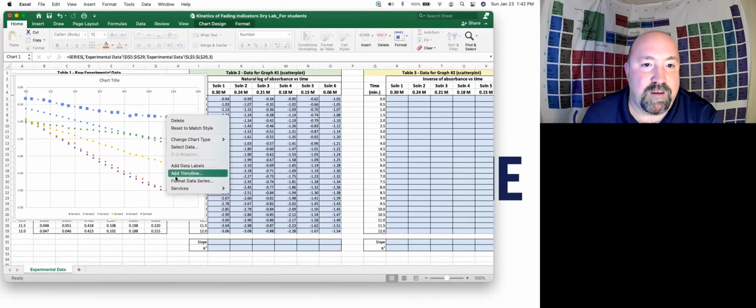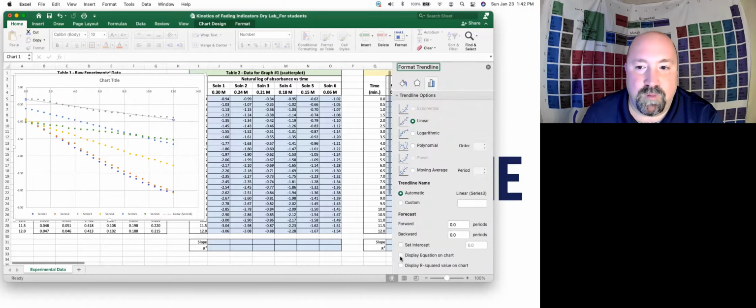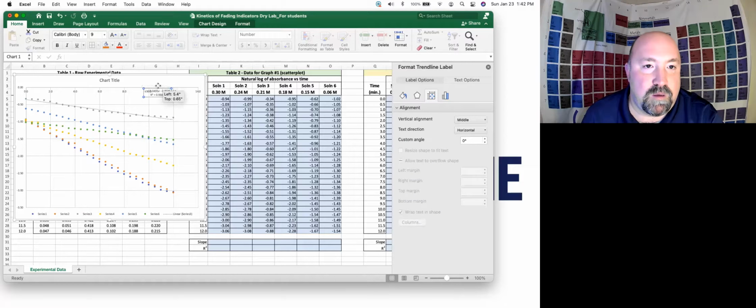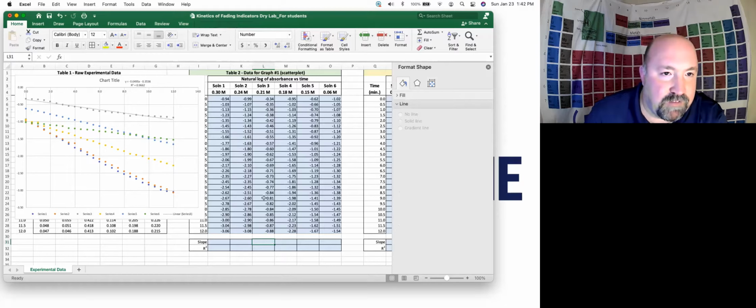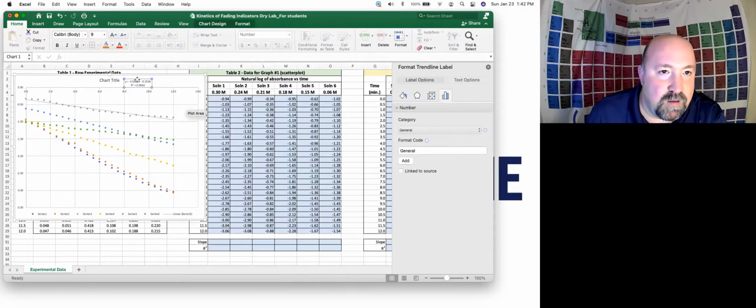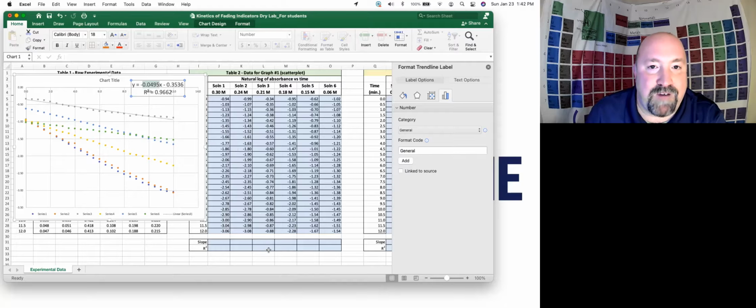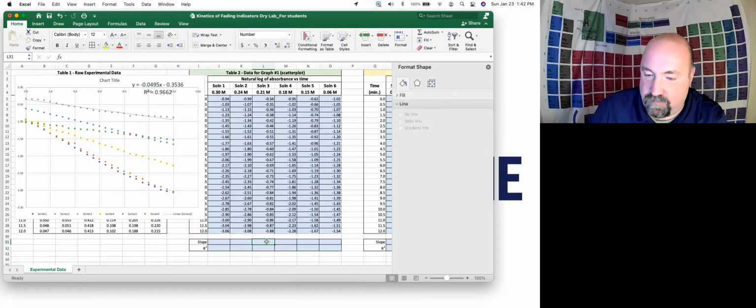I'm going to right click to add my trend line. And with my trend line, I want my equation and my R² value. And so I can see what that is here. Let's blow this up a little bit so you can actually read it. So again, this was solution 3. My slope is negative 0.0495, and I see my R² value is 0.9662.